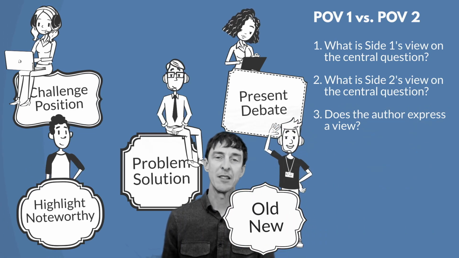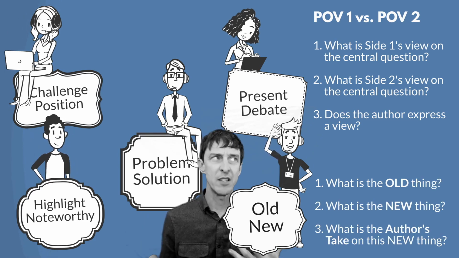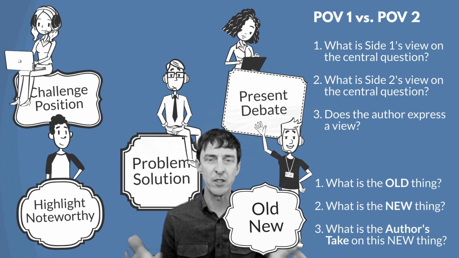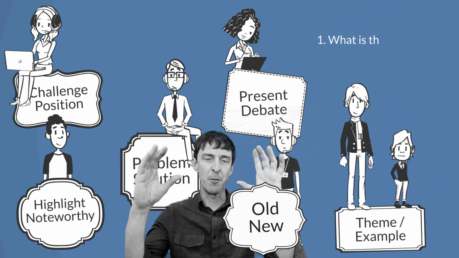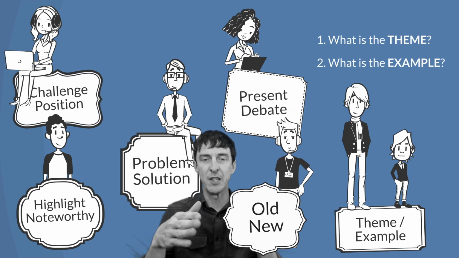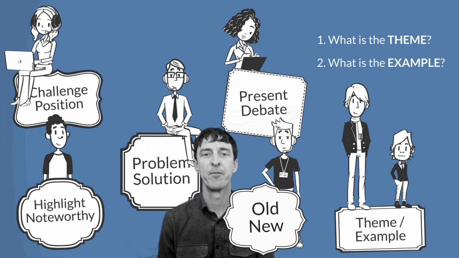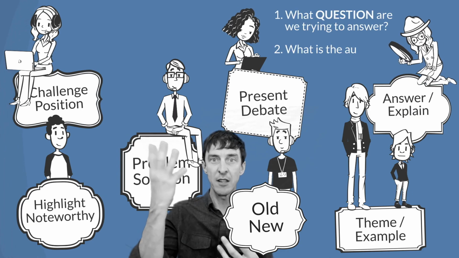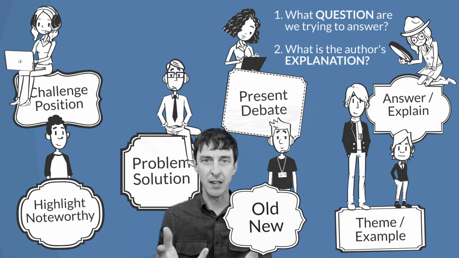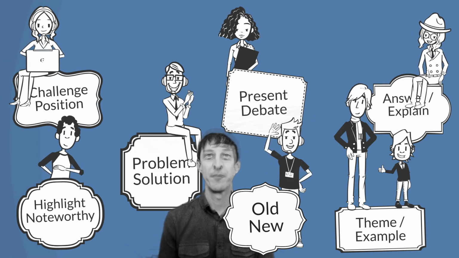Old new is common in science. You're discussing something new and you want to know, how does the author feel about it? Does she trust it? What are its implications? Theme example is where you start with a general claim, but then the passage zooms into a specific example or series of examples to illuminate that claim. And answer a question is where there's sort of a causal mystery. What causes this thing? The punchline is the answer. Here's what we think is the causal explanation.